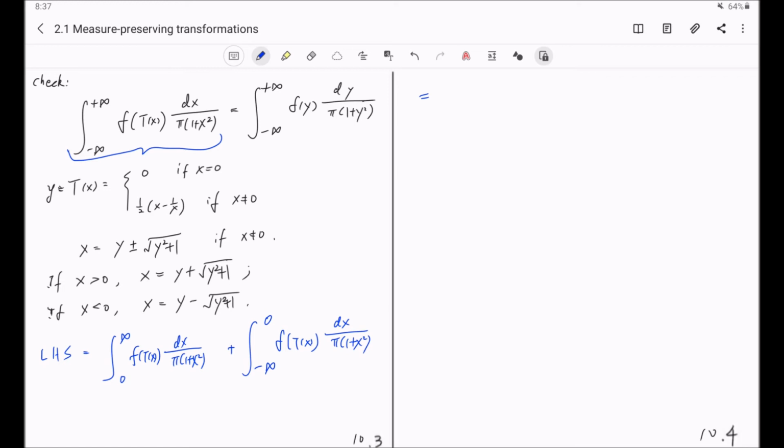So the first part is really equal to the integration from negative infinity to positive infinity of f of y times, now you want to take the differentiation of both sides of this. What you do is that you take d of x equal to y plus square root of y squared plus 1, and now you divide this guy by 1 plus, what is x squared? X squared is y plus square root of 1 plus y squared, and you raise this guy to the squared power, and let's first forget about the second term.